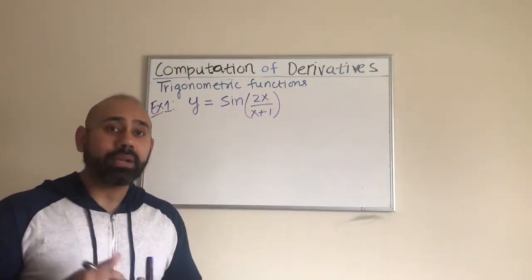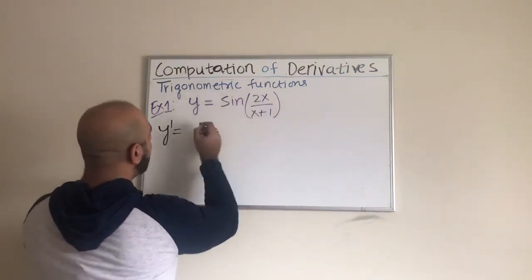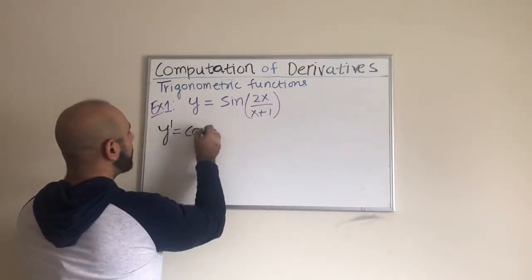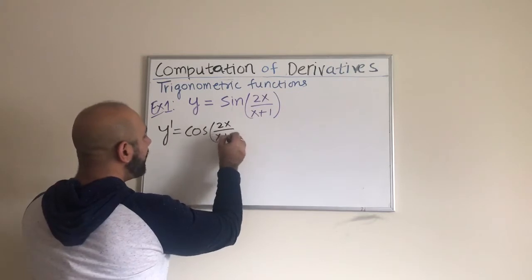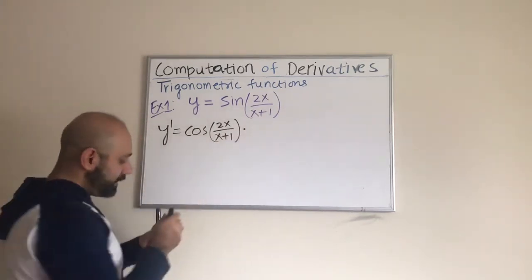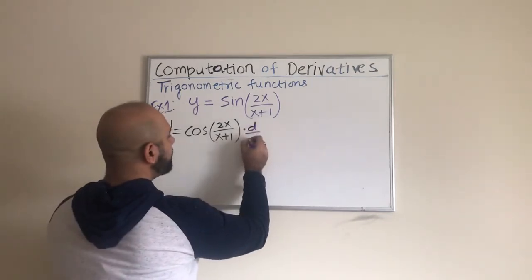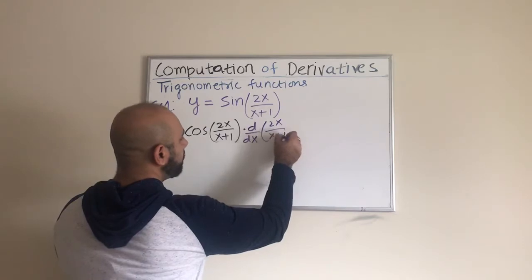Okay, so let us start by writing the steps. Y prime will be the derivative of sine, right? We're treating this as sine of a big X. It's going to be just the cosine of, but whatever is inside the parentheses, I have to write the same thing. And then we have to multiply this. All we have to do is multiply this by the derivative of the inner, d over dx of 2x over x plus 1, right?